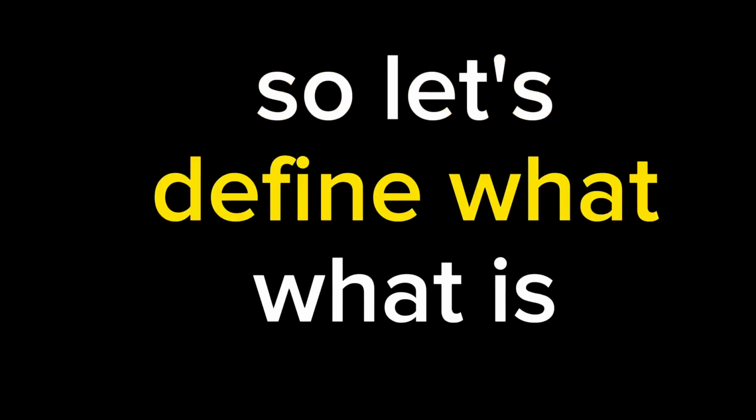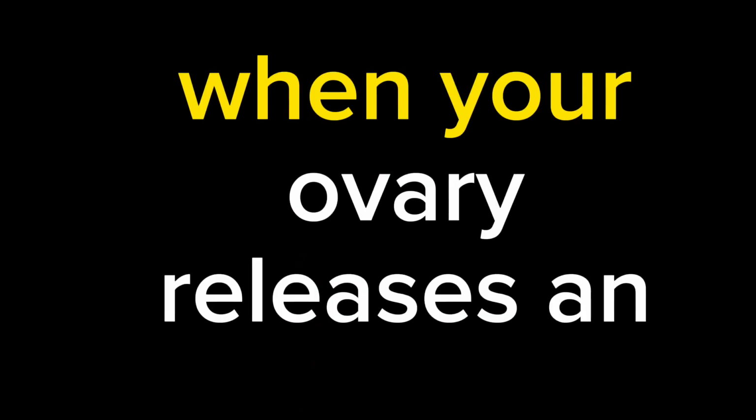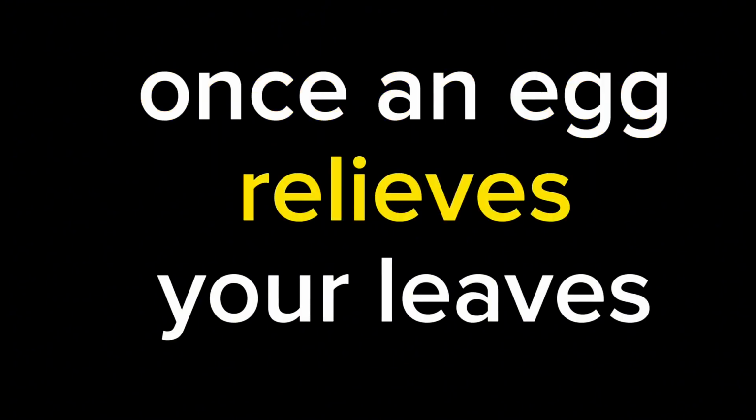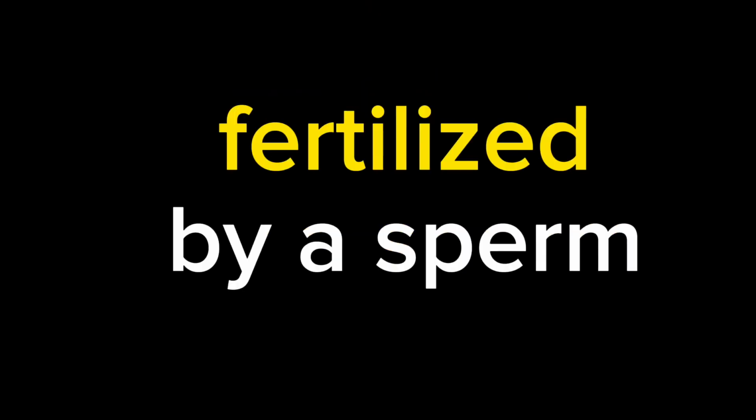So let's define what ovulation is. Ovulation is a phase in the menstrual cycle when your ovary releases an egg, that is an ovum. Once an egg leaves your ovary, it travels down your fallopian tube where it waits to be fertilized by a sperm. And on average, it happens on day 14 of a 28-day menstrual cycle.